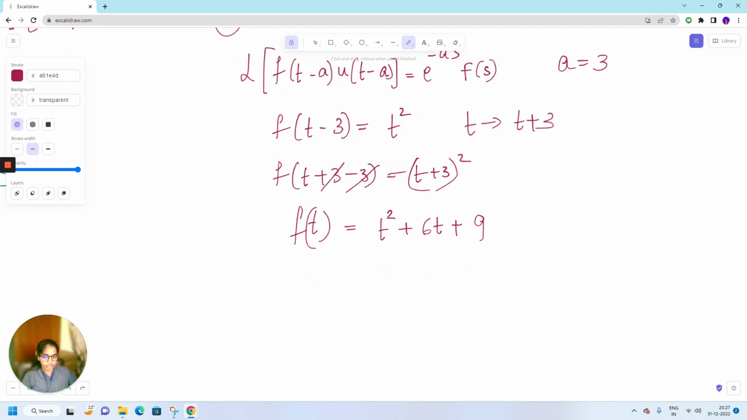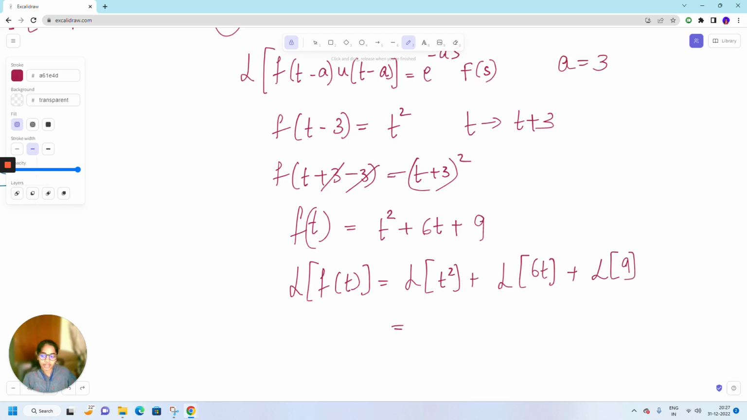We have f of t. Find what is Laplace of f of t. Laplace of f of t would be Laplace of t square plus Laplace of 6t plus Laplace of 9. Okay. What is Laplace of t square?